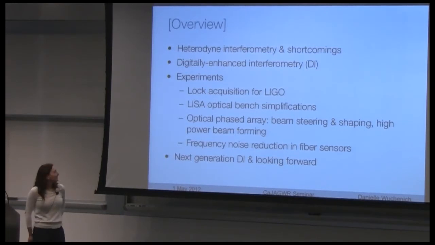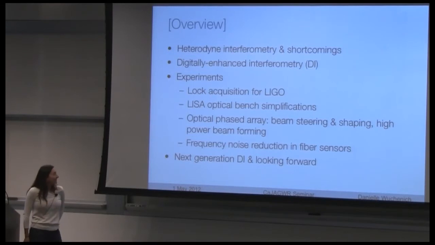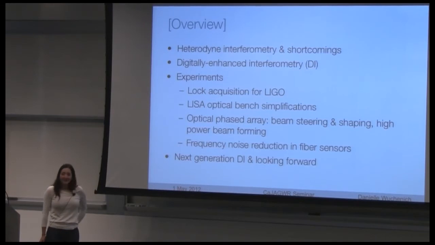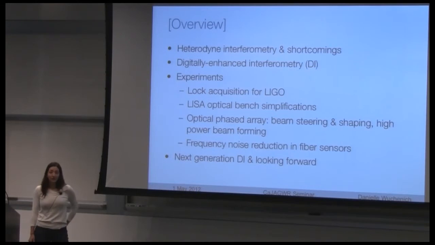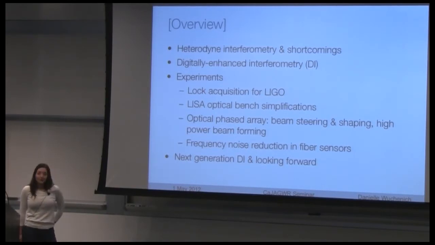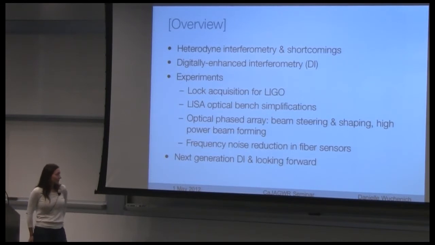A brief overview of what I'll be talking about. We'll discuss heterodyne interferometry and shortcomings. Then we'll talk about digitally enhanced interferometry. And I'll talk about some experiments that could benefit from using digital interferometry, or some that have already benefited or could benefit. This will include lock acquisition for LIGO, optical-bench simplifications for LISA, an optical phased array, which is what we're working on at JPL, and some frequency noise reduction in fiber sensors. And then the last little bit of my talk, I'll talk about the next generation for digital interferometry and looking forward.